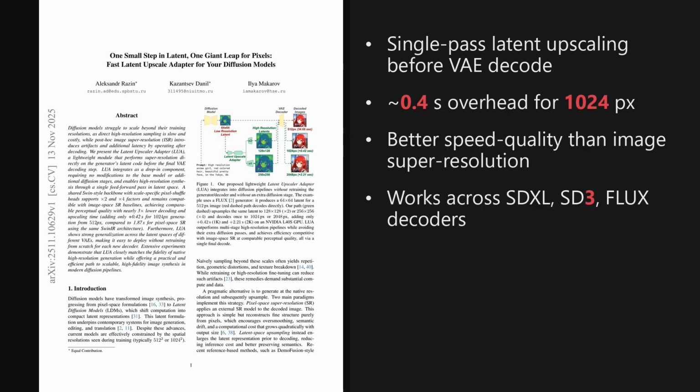I'm Alex. Today we're looking at a paper from the Hugging Face trending list, published on November 13th, 2025, just yesterday. The main idea is a latent upscaler adapter that boosts resolution before decoding, delivering comparable image quality while cutting latency, adding only 0.42 seconds for 1024 pixel output from 512 pixels, compared to 1.87 seconds for pixel space super resolution with the same backbone.